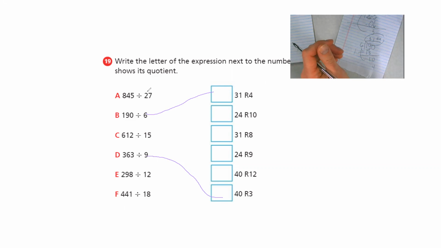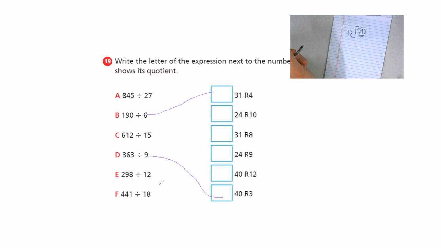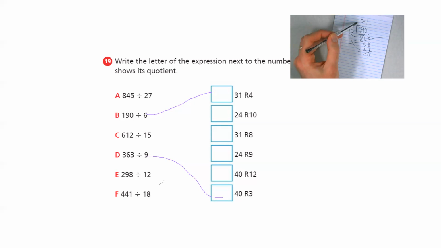I'm staying away from this bad boy right here. Let's go down to E. 298 divided by 12. How many 12s are in 29? 12, 24, 2. 5 left. Bring down the 8. It's going to be 4. Why? Because 5 times 12 is 60. 4 is 48. There's 10 left over. So 24, remainder 10.